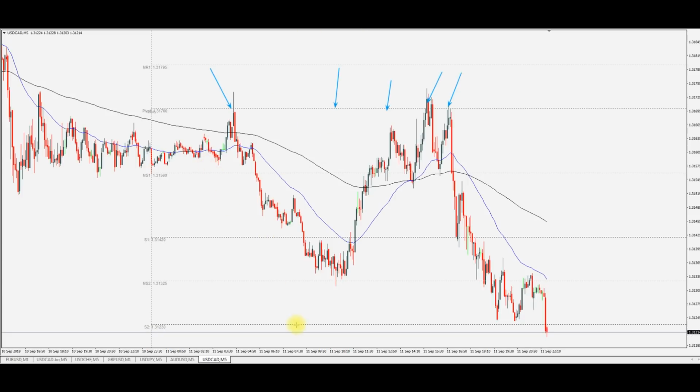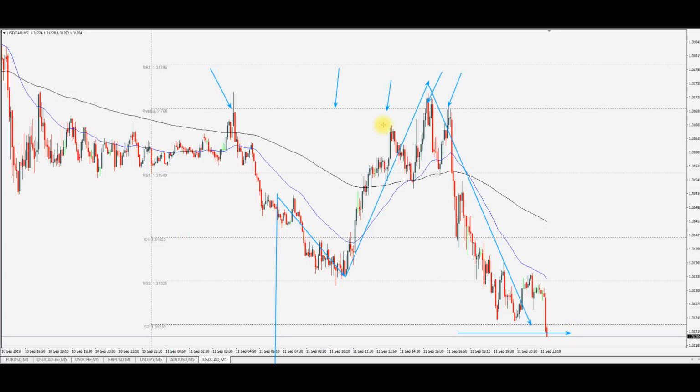If I was to draw my line here, London opened up around this time, and what happened? This is market cycle. We put in our first low of the day, then we made our first high, and then we've just plummeted ever since. We'll stop around here, and then that'll be it. That, my friend, is market cycle.